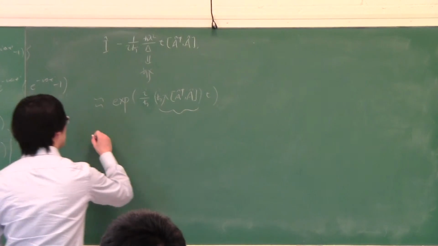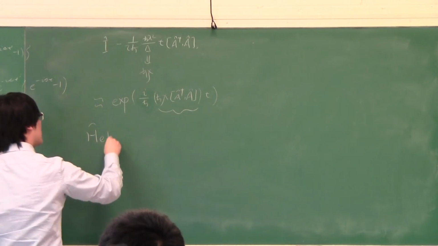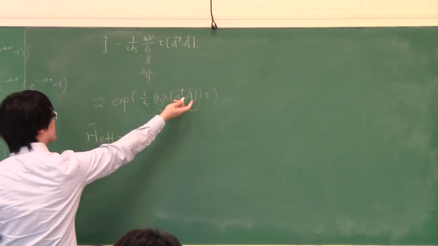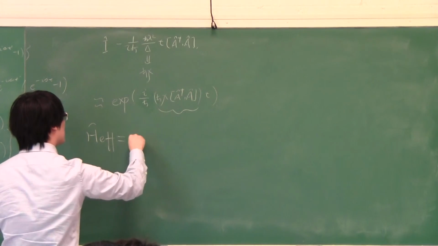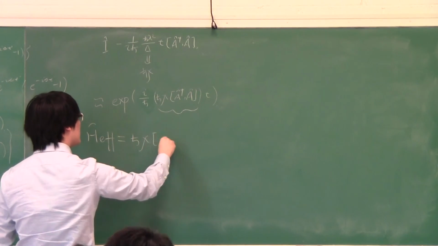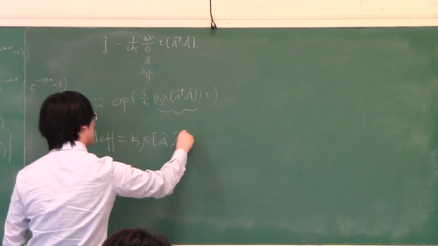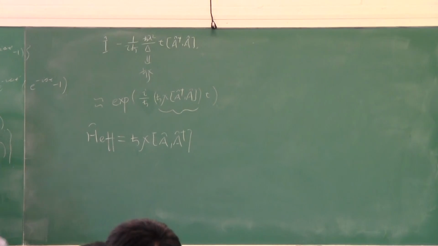So the effective Hamiltonian: how do you get a minus i? You just switch the order of this function. h bar chi, a dagger a. And then let's work with this Hamiltonian when we come back from the break. Are there any questions?